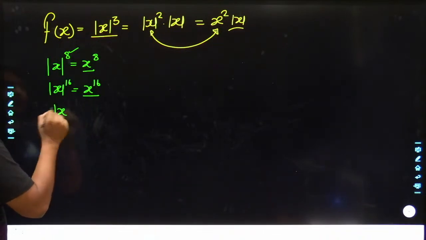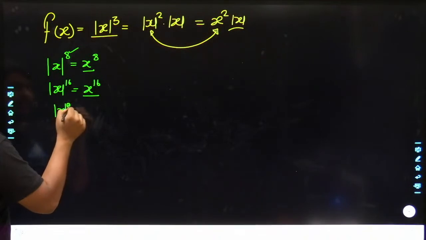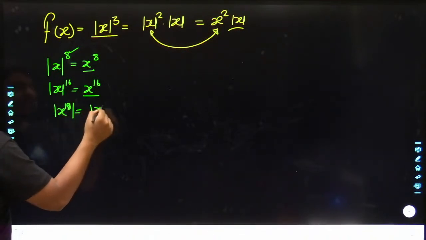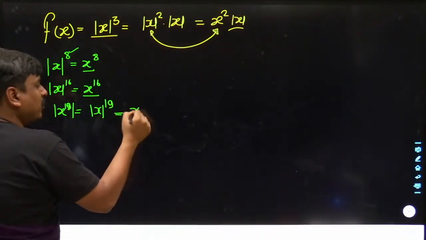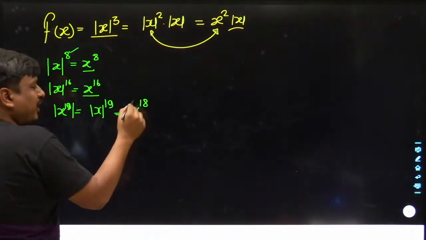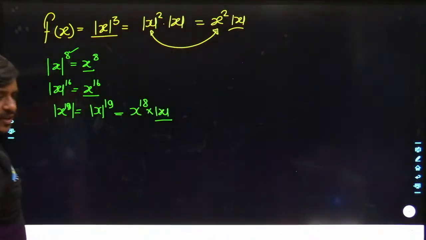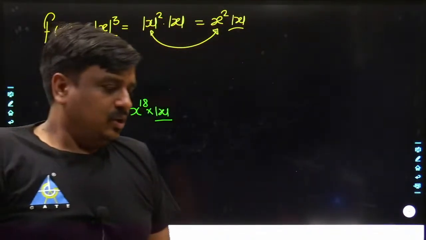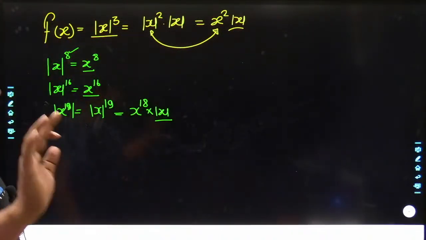Similarly, mod of x raised to 19 can be simply written as x raised to 18 into mod of x. Could you understand what exactly I wanted to communicate? So these are the important conclusions which should be there in your mind.